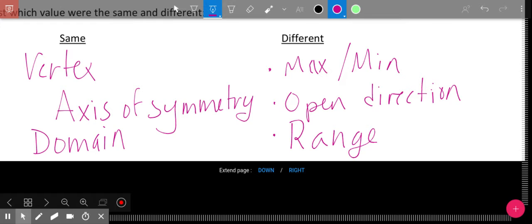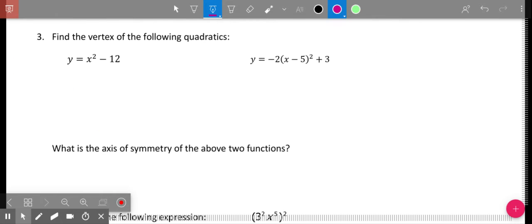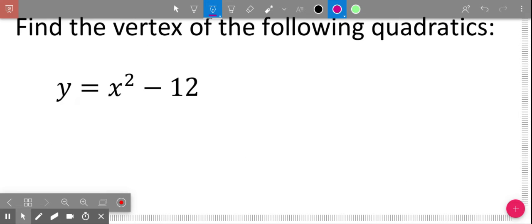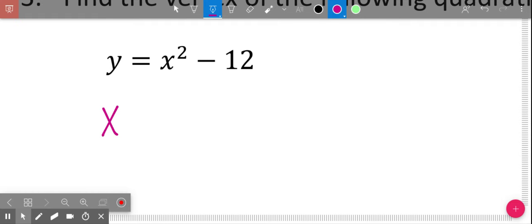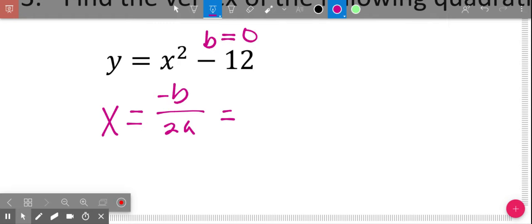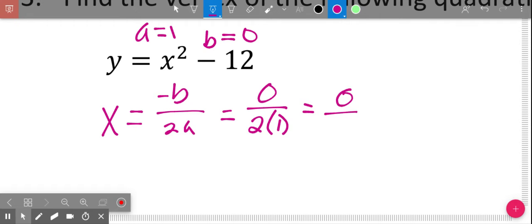All right, so looking at the next page, it says find the vertex of the following quadratics. So this first one is in standard form. So we have x is equal to -b/2a to find our vertex. Well, we know that there's not an x right here, so that means our b value is equal to 0. There's nothing there to use for our b value, so we can use a 0 for that. So it's going to be 0/2 times my a value, which is a 1. So I'll have 0/2, which is just 0.